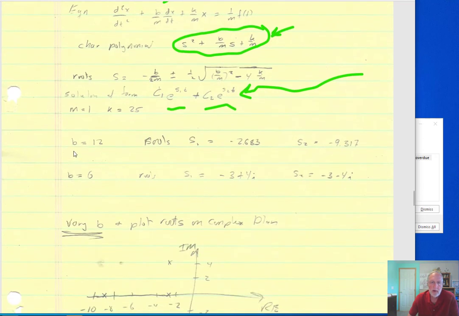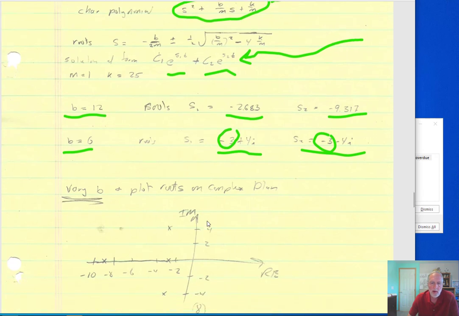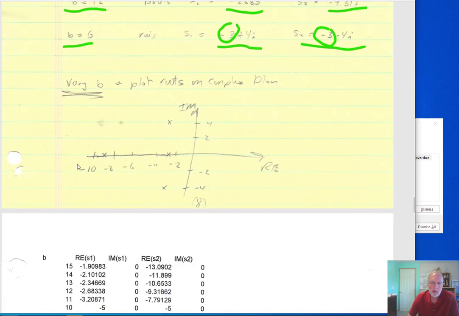So here's the two we've already done. We did b equals 12, and we got 2 real negative roots. We did b equals 6, and we got complex conjugate roots still with a negative real part, which means it's stable. And so we can do a bunch more. Here's those 2 that we've already done. This is 12. This is 6.